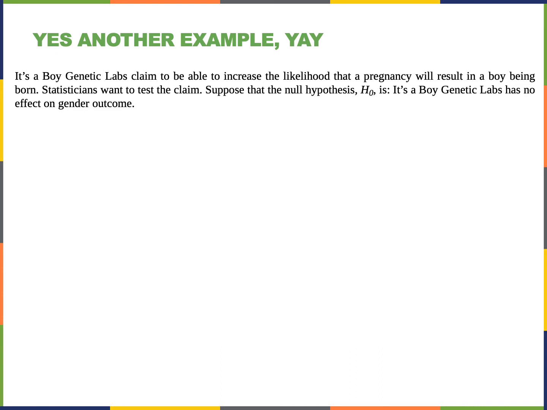Okay, so It's a Boy's genetic lab claims to be able to increase the likelihood that a pregnancy will result in a boy being born. Statisticians want to test this claim. Suppose that the null hypothesis is It's a Boy genetic labs has no effect on gender outcome. Okay, so what would be my type 1 error and what would be my type 2 error?